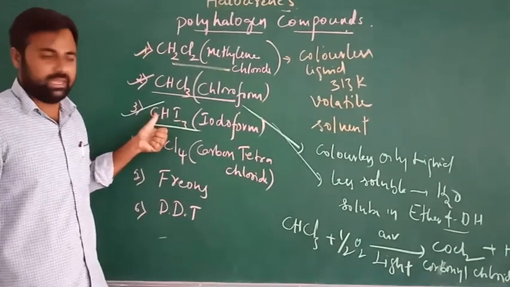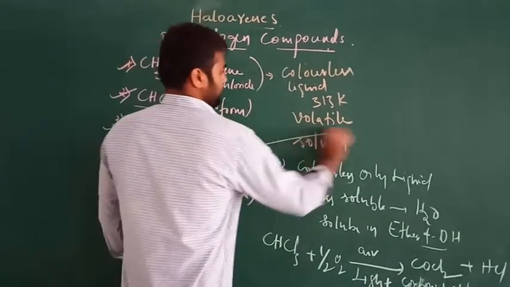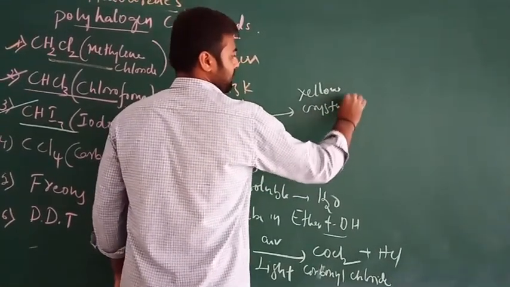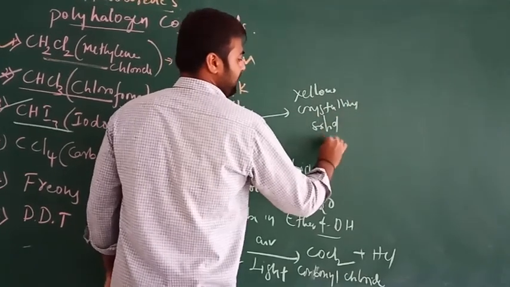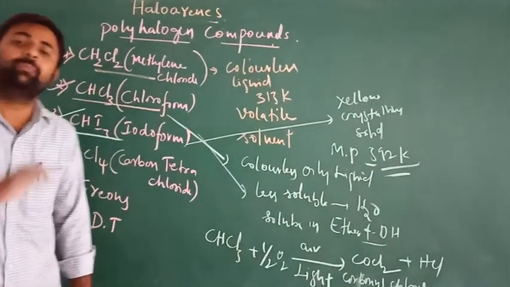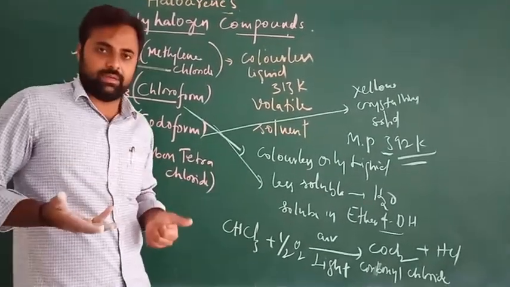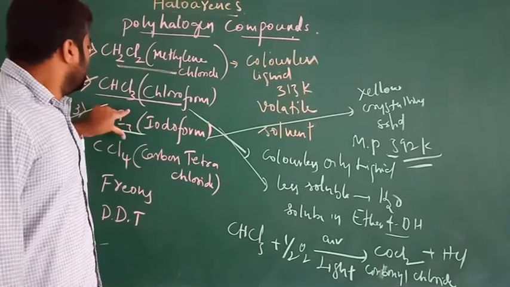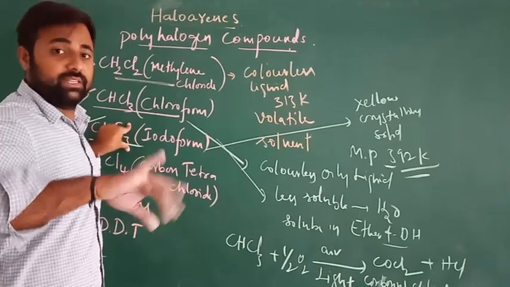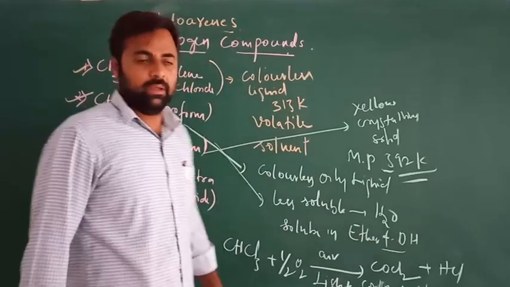triiodomethane or iodoform. It is a yellow colored crystalline solid which has a melting point of 392 Kelvin and which has an unpleasant odor. Unpleasant odor means an uncharacteristic smell. This iodoform is also insoluble in water but soluble in organic solvents such as ether and alcohol.